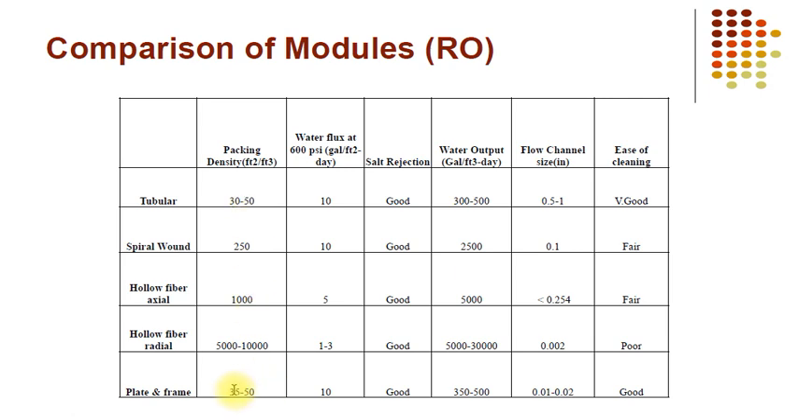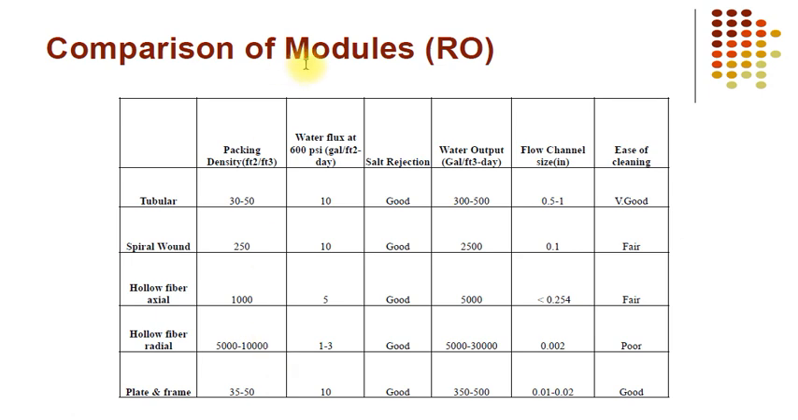Next is the plate and frame, 35 to 50. It also has a very low density. The spiral wound module has 250, which is sufficiently good. Then hollow fiber has 1000, the hollow fiber axial flow has 1000, and the highest is the hollow fiber radial flow, 5000 to 10,000. Why does the hollow fiber radial flow have the highest packing density? Because the fiber radius or diameter is in the micrometer size, so you have a very high membrane surface density in a given volume.